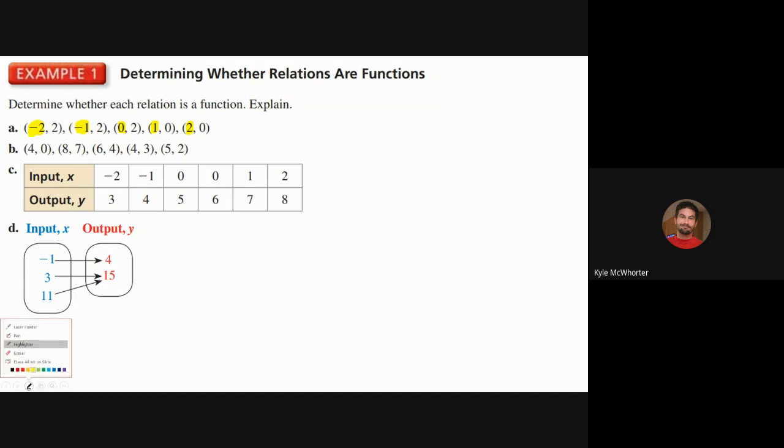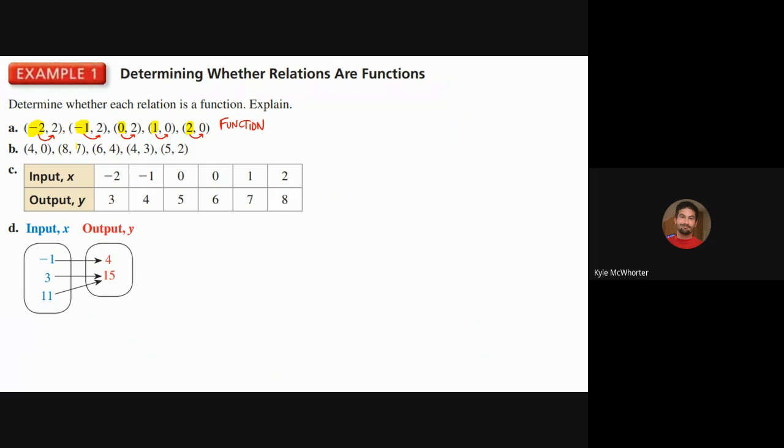The only thing that -2 is paired with is that +2. The only thing that a -1 input is paired with is that output, a +2. The only thing that the input 0 is paired with is 2. The only output that 1 is paired with is 0, and the only output that 2 is paired with is 0. So this is a function. You'll be able to recognize when something is not a function in part B.